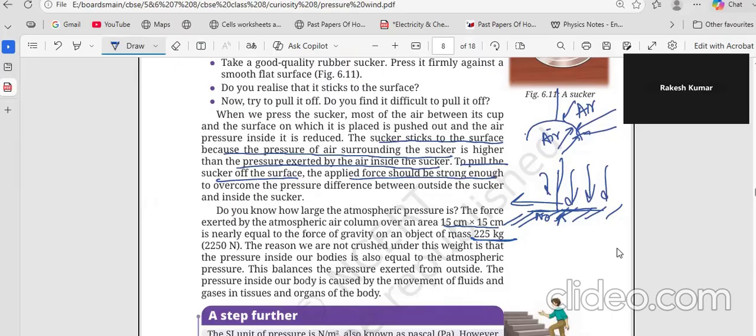Now there is so much force acting, but why don't we feel it? You see, air goes inside our body also. That's why inside our body also we are experiencing the pressure. So that's why we don't feel it. But when you go to Mars or the moon, astronauts wear a suit because there is no air pressure. The pressure inside our body is high, so it's very dangerous to go without a suit.